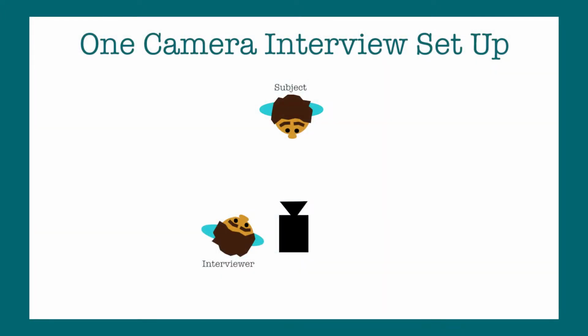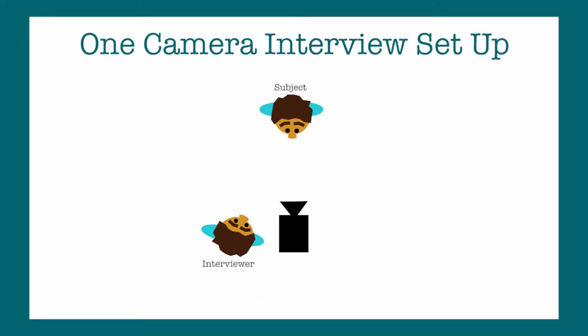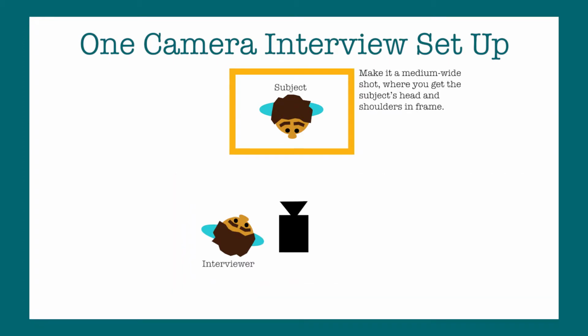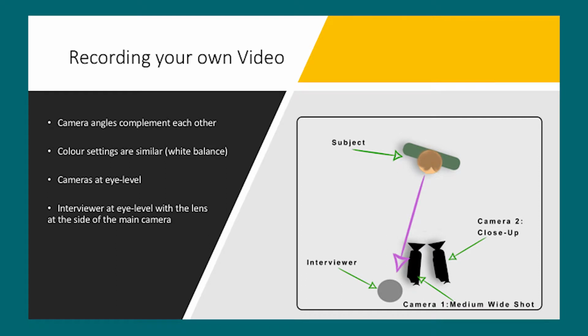When making your own video, using one camera is absolutely fine. The key is to have the person asking the questions standing at the level of the lens next to the camera. Make it a medium-wide shot, where you get the subject's head and shoulders fully in frame. Have the subject focus on the interviewer's eyes and try to hold their gaze in the same place. If you have two cameras, you can set them up at different angles to complement each other. Make sure that your white balance settings are the same and that both cameras are eye level.